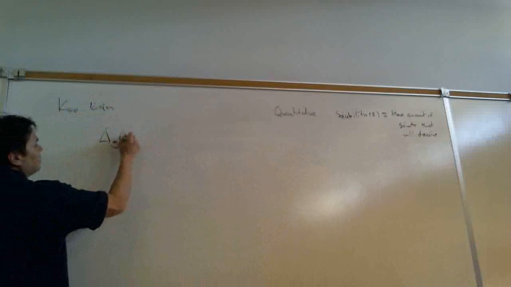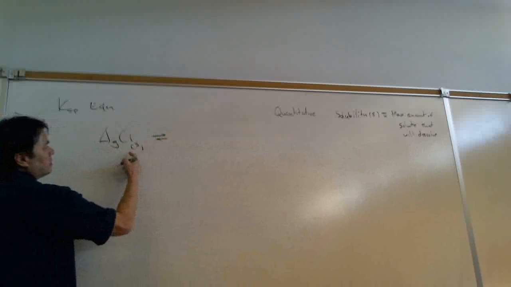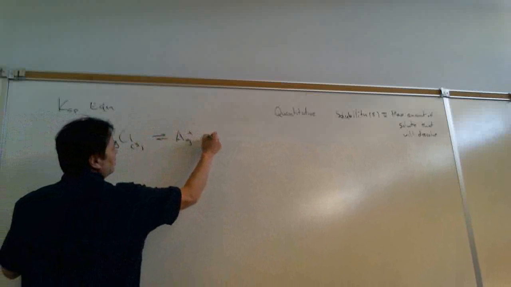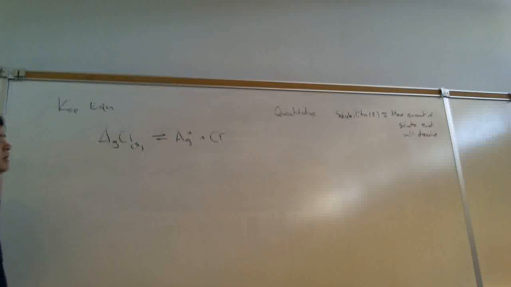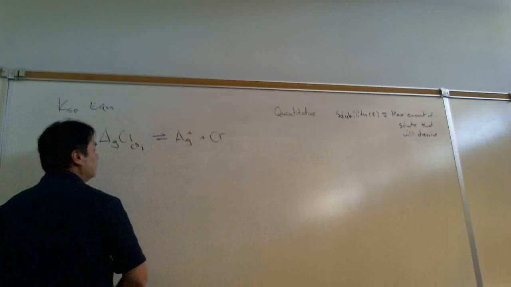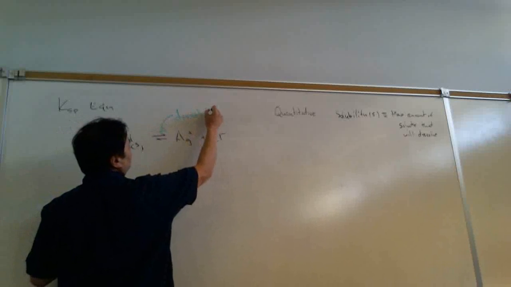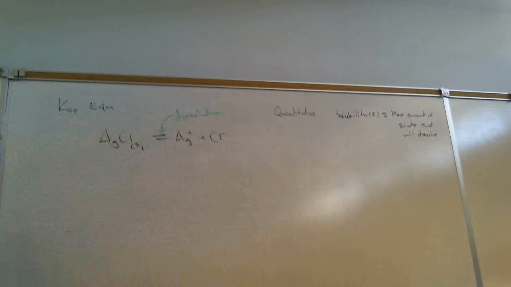So for example, if I wanted the Ksp for silver chloride, the equation looks like this. We start off with silver chloride solid, and then this goes to silver ions, aq, and chloride ions, aq. The forward direction is what we call dissolution, or dissolving. This is taking some solid silver chloride and dissolving it. Is silver chloride 100% insoluble? No, 520 micrograms will dissolve, so a tiny bit of it will dissolve in water.